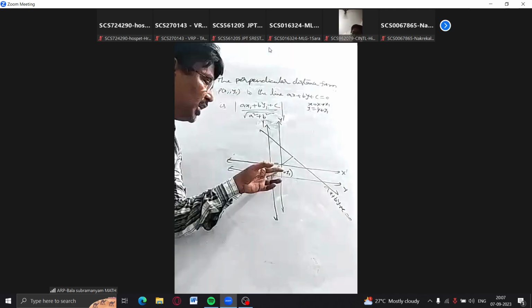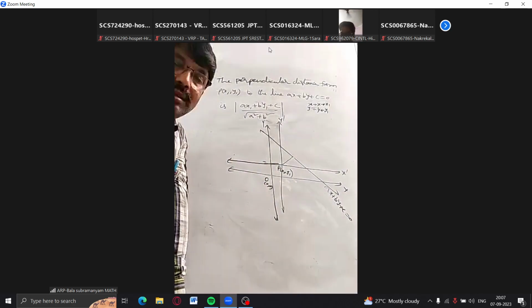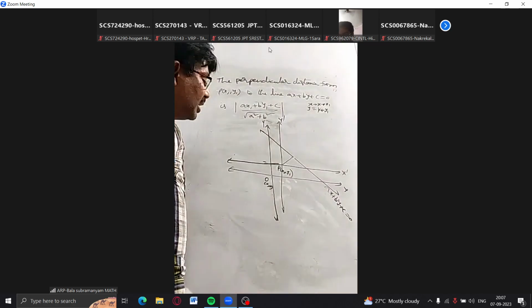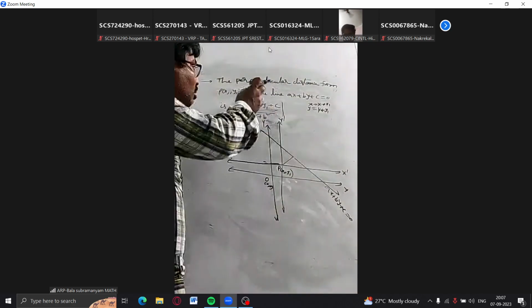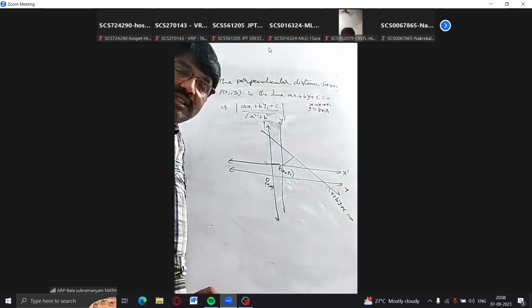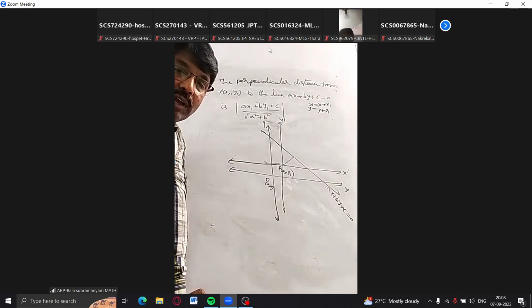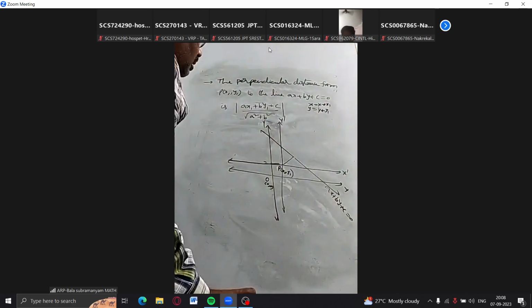For the new system, P is the origin. So first of all, apply the translation of axis. After that, convert it to normal form, and we find the formula.